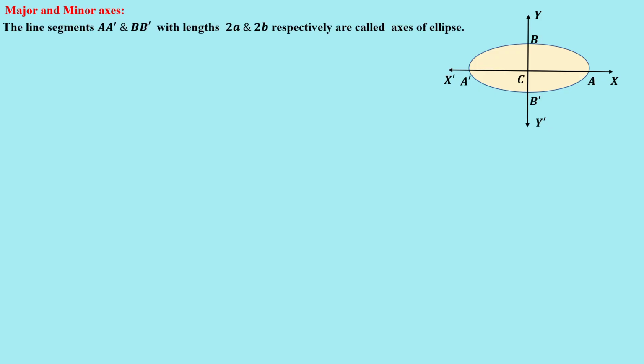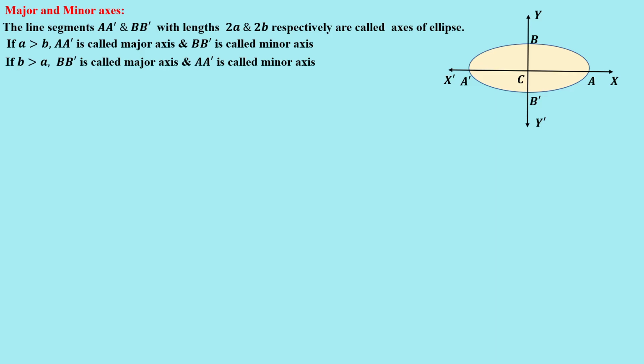The line segments A A dash and B B dash with lengths 2a and 2b respectively are called the axes of the ellipse, that is the major and minor axis of an ellipse. If a is greater than b, A A dash is called the major axis and B B dash is called the minor axis. So based on the values of small a and small b, if a is greater than b, then A A dash is the major axis, B B dash the minor axis. Otherwise, if b is greater than a, B B dash is the major axis and A A dash is the minor axis.